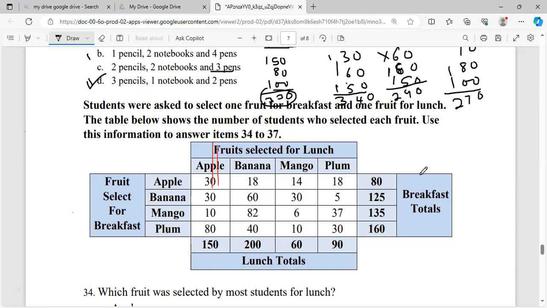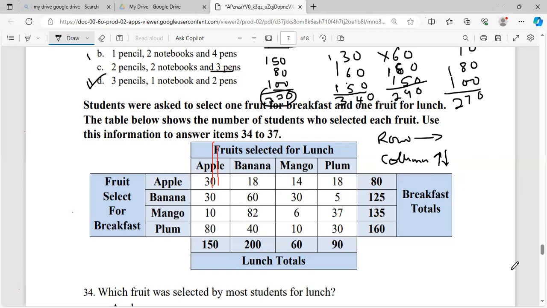You guys know the difference between rows and column? Yes, sir. Rows run across, and column up and down. Alright? So this is like matrices that we do in grade 11. So the column up and down. So the total would be here.